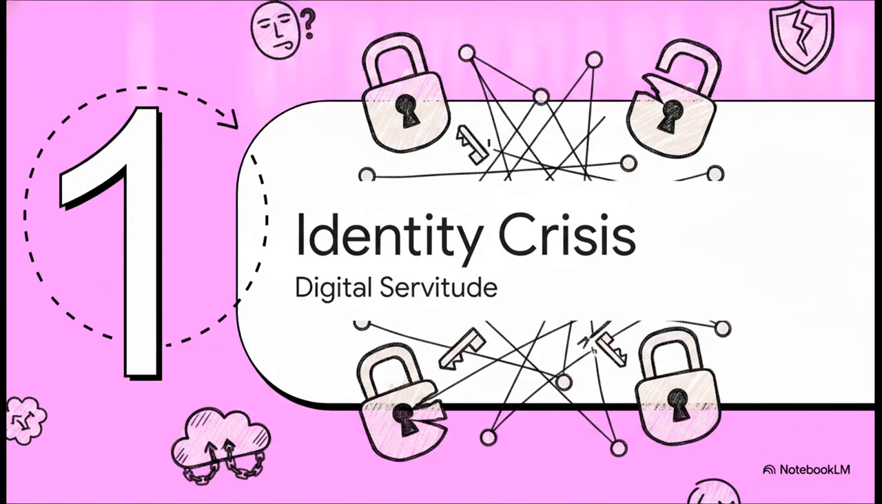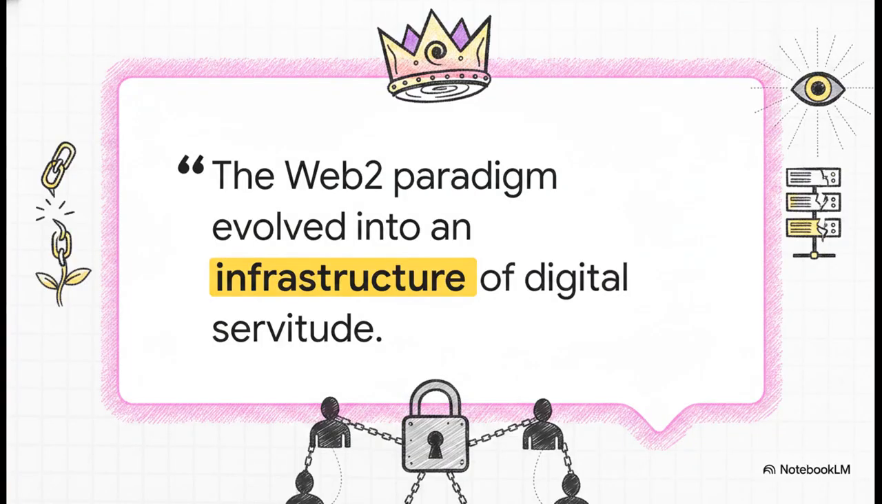All right, starting with Section 1, the digital identity crisis. The source text actually doesn't pull any punches in its assessment of our current situation. It describes the Web 2 paradigm as evolving into an infrastructure of digital servitude. It even goes so far as to label contemporary social media platforms as feudal digital monarchies, which I suppose makes us the digital peasants. Now, these are absolutely bold claims, but the analysis argues that internet users have essentially become mere tenants living on corporate digital estates.